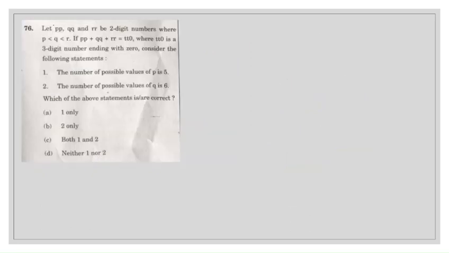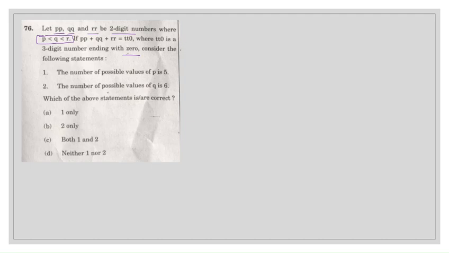The next question here says, let PP, QQ and RR be two-digit numbers where P is smaller than Q, Q is smaller than R. If PP plus QQ plus RR is equal to TT0, where TT0 is a three-digit number ending with 0, consider the following statements. So these are the two statements given here, and then we need to find out which of these statements is or are correct. Now PP, QQ and RR are some numbers.